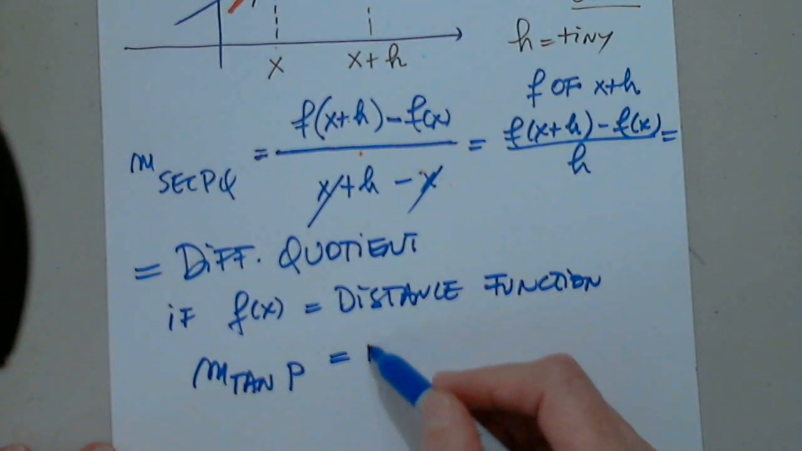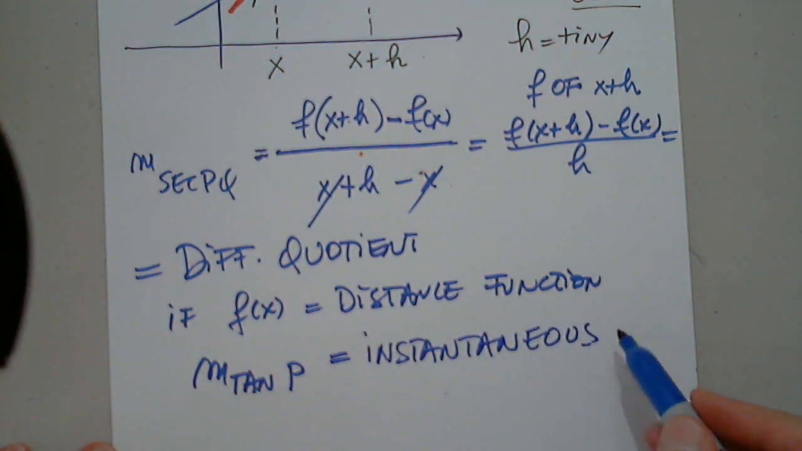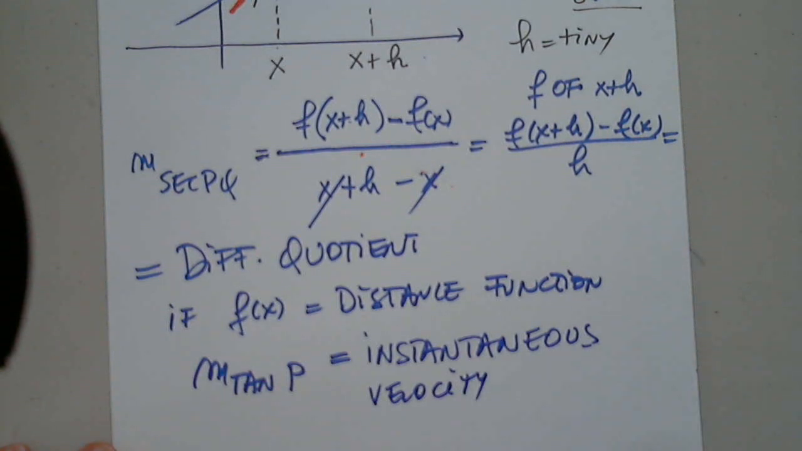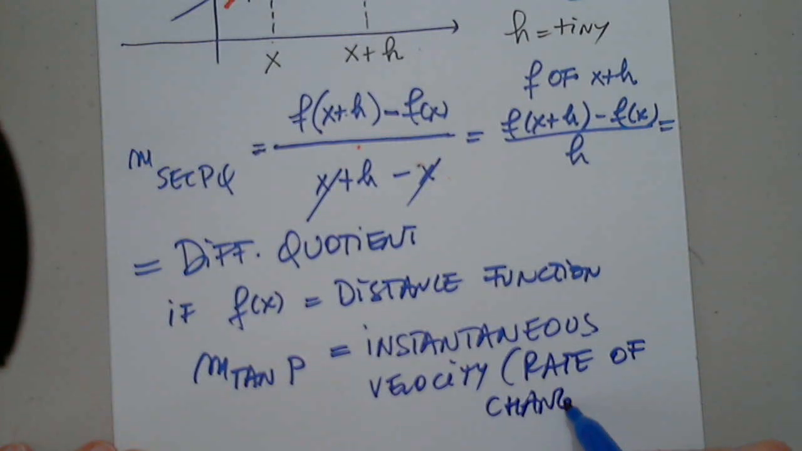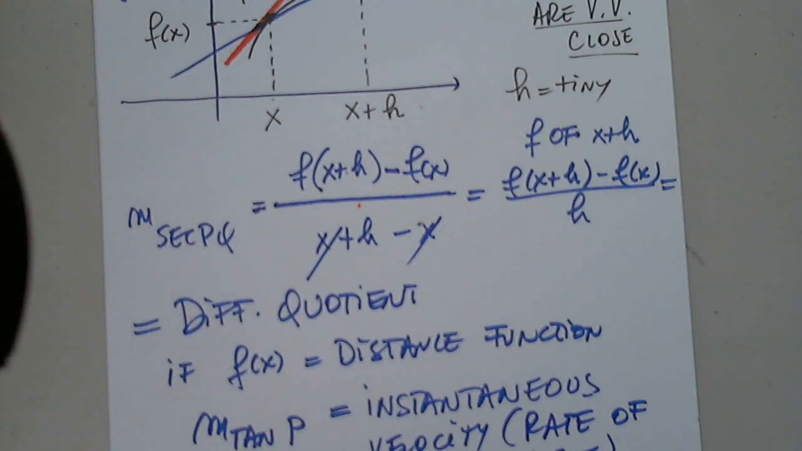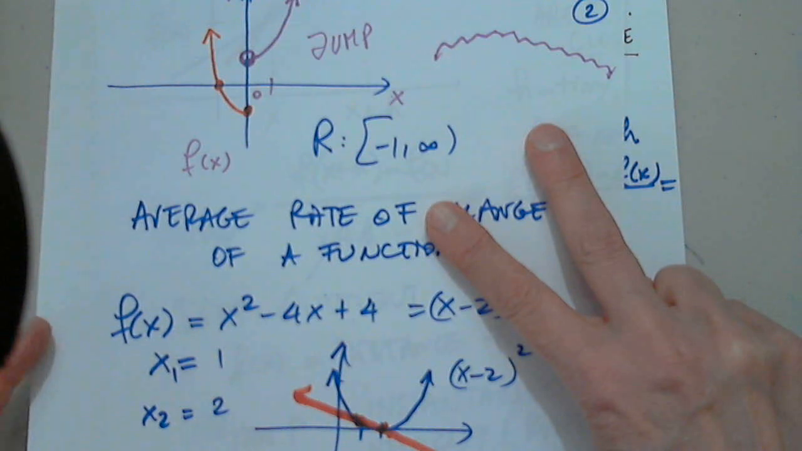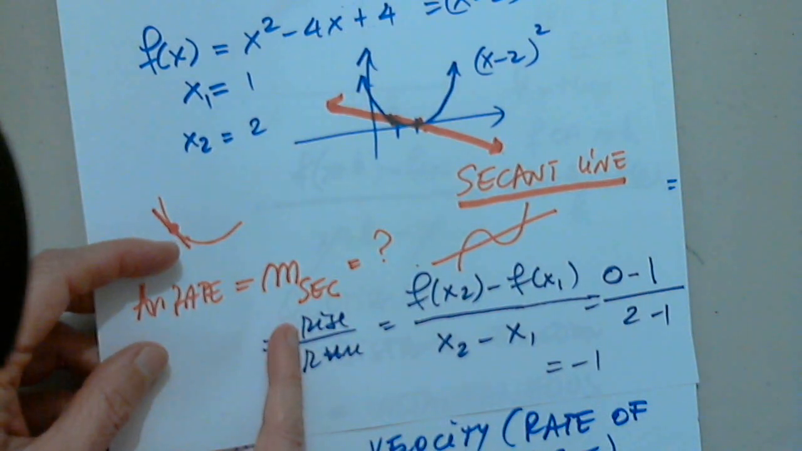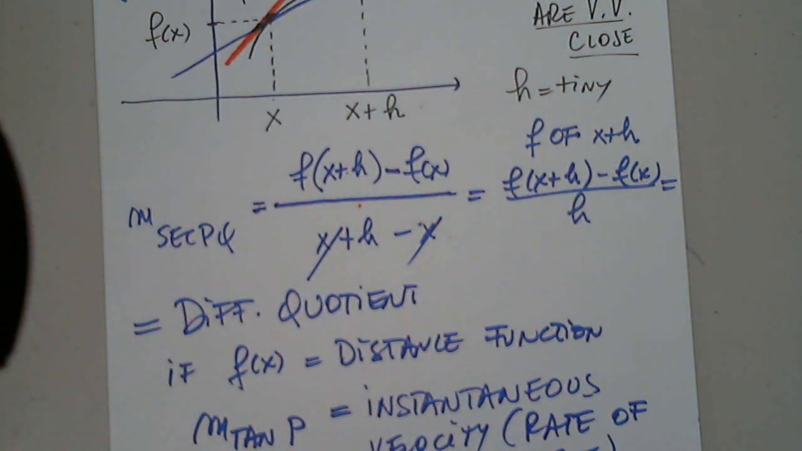The instantaneous velocity or rate of change. Please remember that the instantaneous velocity or instantaneous rate of change, like the slope of the secant line, like the average rate of change, will have two measurement units. One measurement unit coming from the rise and one measurement unit coming from the run. So please remember that.